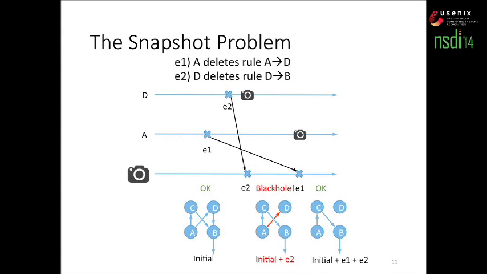So locally, when the checker is trying to reconstruct the timeline of the forwarding plane, it will learn the initial state and the final state. They are both okay. But there's a middle state, which is initial state plus E2, that has a black hole in it. Because A forwards the packet to D, and there's no rule forwarding the packet from D to other places. So there's a black hole. However, this is a false positive because this state never happens in the real world.